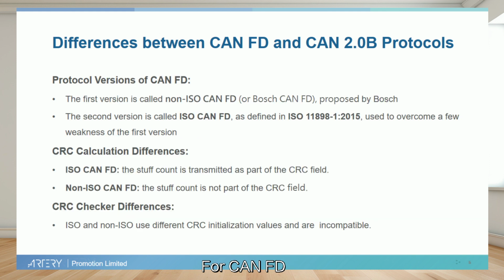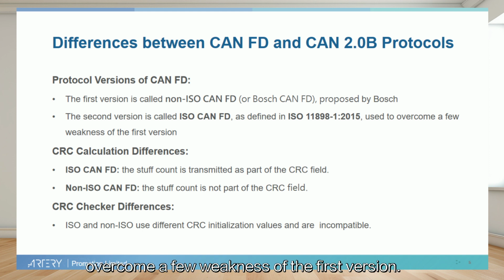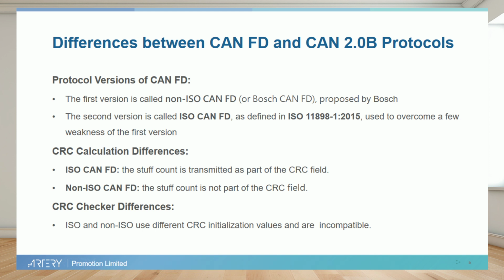For CAN FD, its first protocol is called non-ISO CAN FD, proposed by Bosch. Its second protocol is called ISO CAN FD, used to overcome a few weaknesses of the first version. For CAN FD ISO frames, the stuff count is transmitted as a part of the CRC field. Because of the differences in CRC field, ISO and non-ISO frames are incompatible.